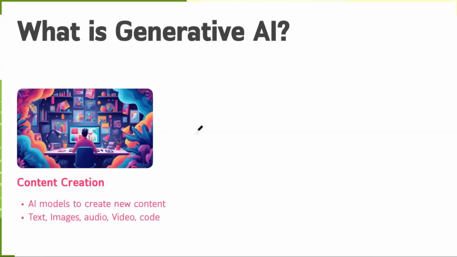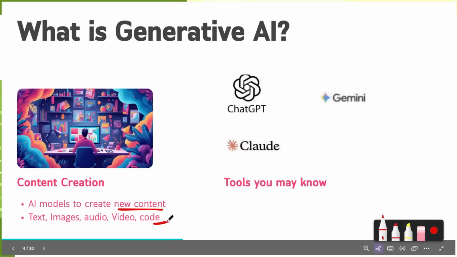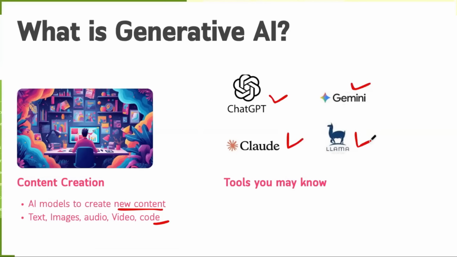Generative AI refers to models designed to produce new content, not just analyze or classify existing data. These systems can generate text, images, audio, video, and even functioning code. What makes them important is their ability to create outputs that look and sound as if they were produced by a human. You have likely interacted with tools such as GPT, Claude, Gemini, or Llama.